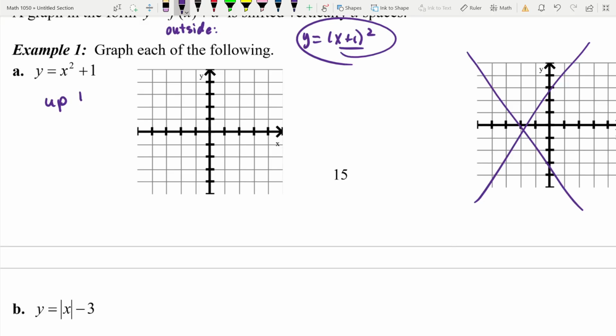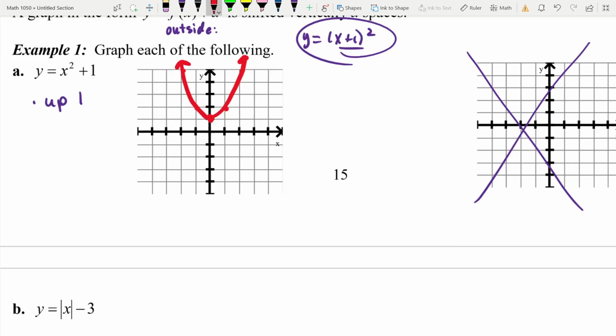Underneath, I want everybody to write up 1. Okay, so now you take that parent graph that we just graphed and you shift it up 1. So now my vertex is right there. The stretch is the same. Right one up 1, left one up 1, right 2 up 4, left 2 up 4, draw your graph in. That's literally all you have to do.